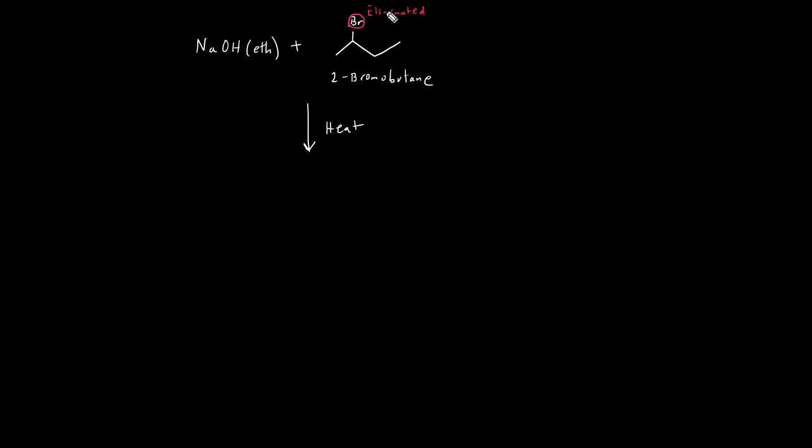However, the double bond can form with both of these carbons. So the double bond could form to the right of the bromine with this carbon, or it could form to the left of the bromine with this carbon. That will lead to two different products. In the case of the left carbon, the pink path, we will get this alkene. In the case of the blue path, we will get this alkene.